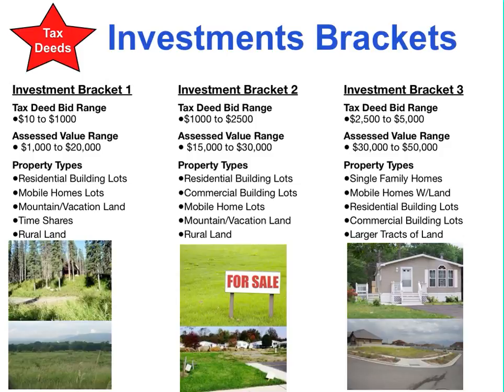With investment bracket number 2, these are going to be tax liens that range anywhere between $1,000 to $2,500. The assessed value on these properties will range anywhere between $15 to $30. These are where you'll get your residential building lots, your commercial building lots, your mobile homes, your land. And sometimes you may get on the lower end price of structured properties in lower price markets.